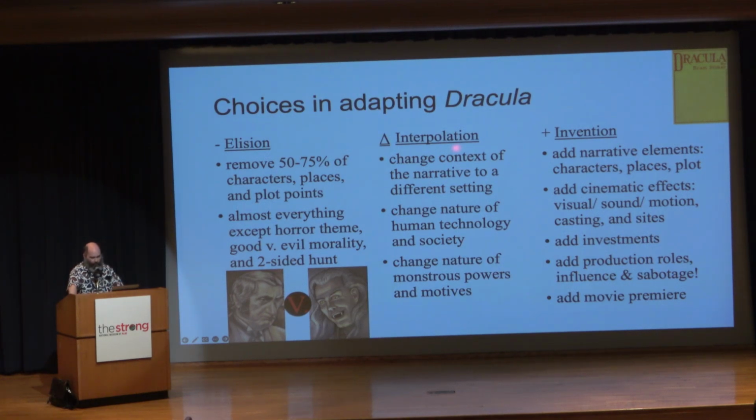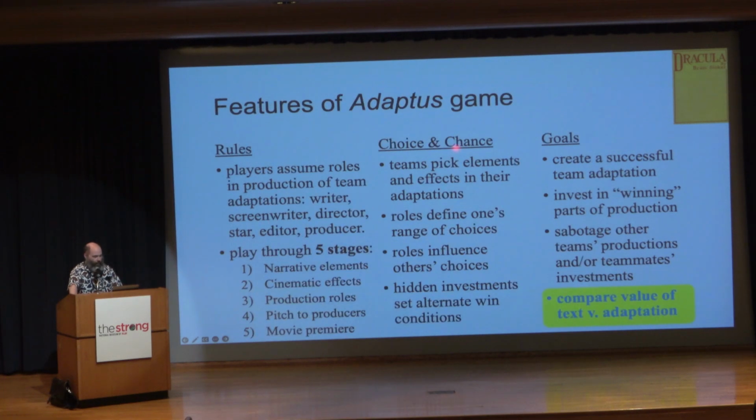So it adds an element of tension that the other students won't know what their choices are. By the end of it, I'm going to have the students take on different production roles, try to influence each other, and maybe sabotage each other. Because if you have certain investments, you know that your classmates do as well. So it is a mixture of cooperation and competition. And if they can, make a premiere feature, a short one. So the way the game works is I have these 5 stages.